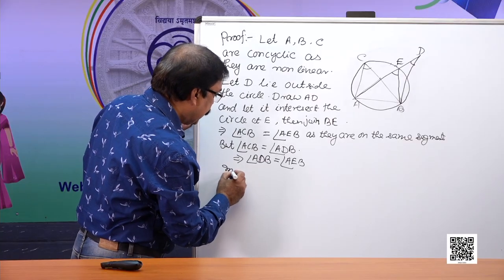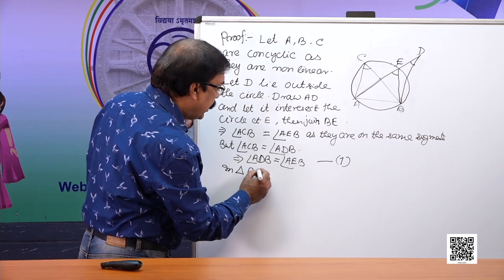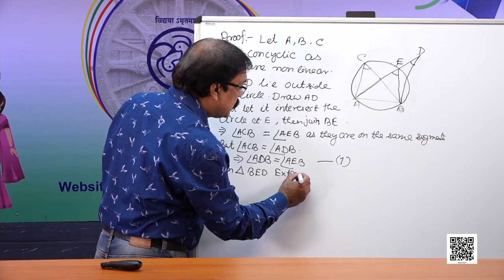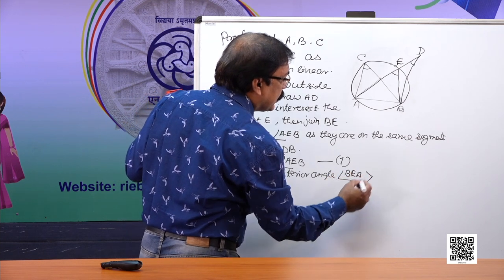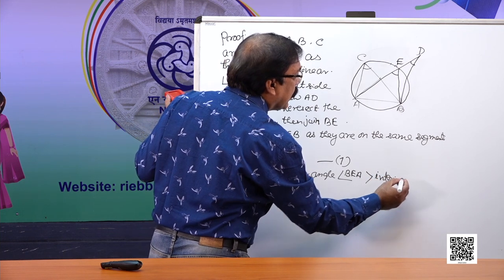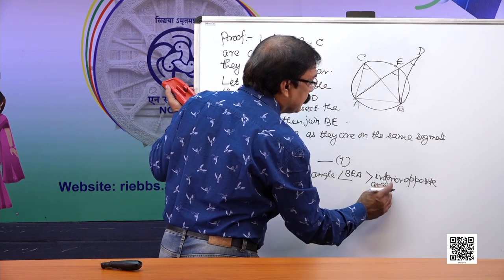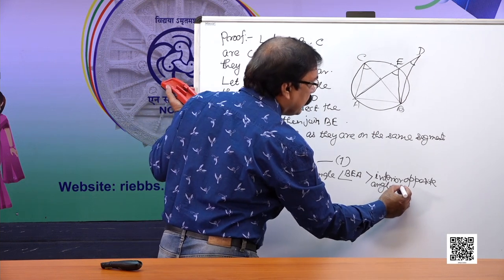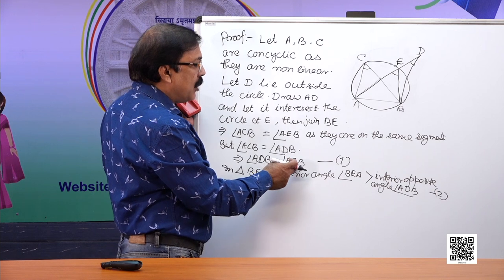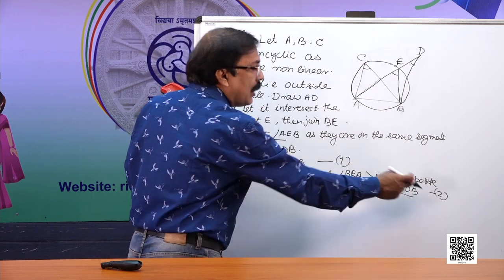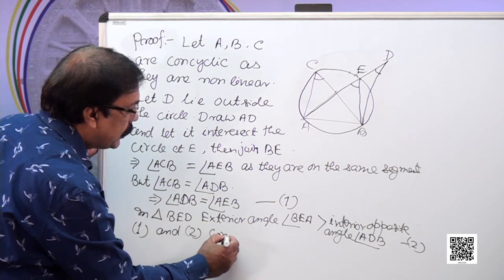But here we have a triangle BED where the exterior angle is greater than the interior opposite angle. So we can write in triangle BED, exterior angle BEA is greater than interior opposite angle ADB. So you see ADB is equal to AEB, here AEB is greater than ADB. So 1 and 2 contradict each other.